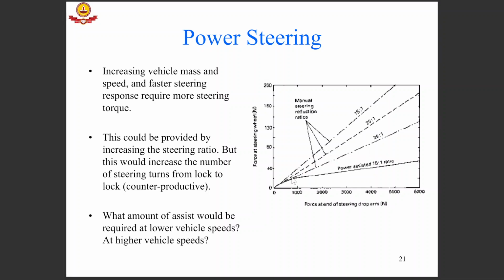But if there is power assist, you can see that significantly less force is required to generate higher forces. For example, at 600 Newton of force at the drop arm, you would need around 180 or 190 Newton of force at the steering wheel, whereas here you would only require around 50.